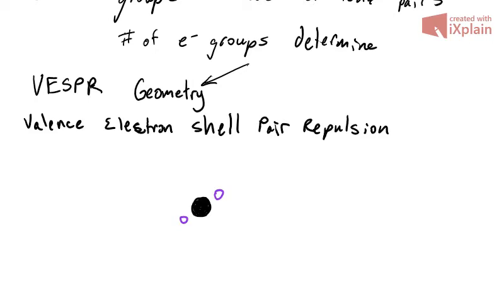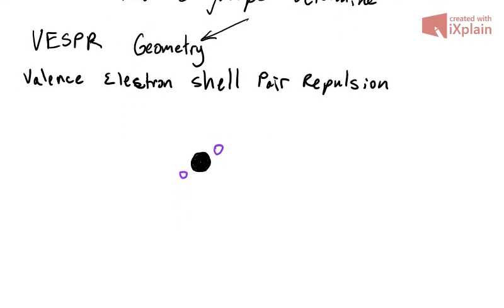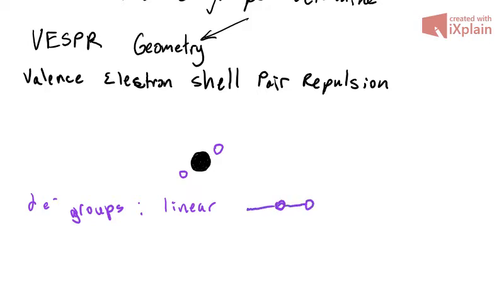Okay, this would be the same as electron groups on an atom. They're going to get as far away from each other as possible. So if there are two electron groups, meaning either bonds or lone pairs, they're going to try and get as far apart from each other as possible. Two electron groups would be the linear VSEPR geometry. And we would draw it like this. They get as far apart from each other as they can.